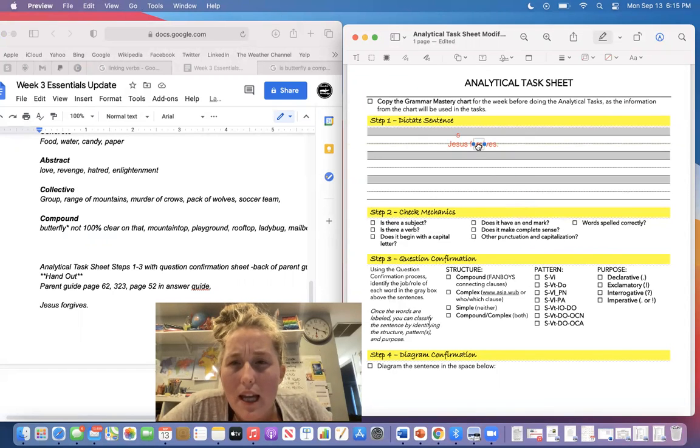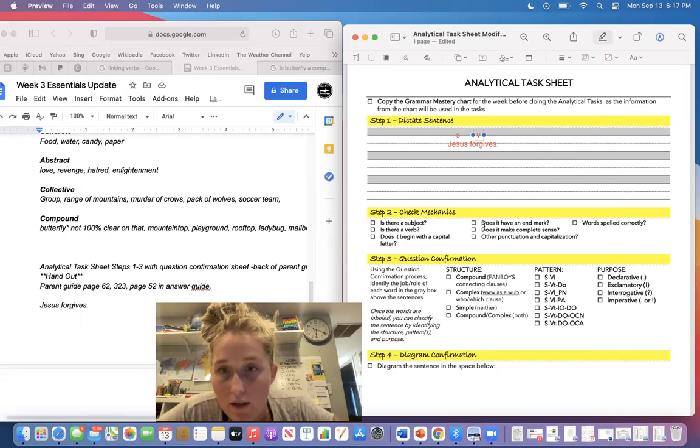Okay. And then it's going to get into the question, does it begin with a capital letter? My sentence does. Jesus is capital J. Good. So check mark that box. You figured that out. Then you're going to go to the next question. Does it have an end mark? Yes, there is a period at the end of this simple sentence. Okay. Then you're going to go and ask the question, does it make complete sense? Does this sentence, even though it's only 2 words, make complete sense? Jesus forgives. Yes, it makes complete sense.